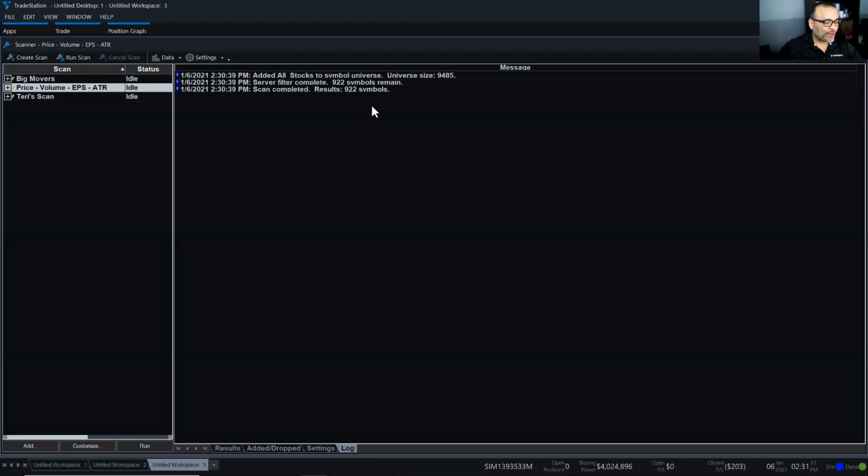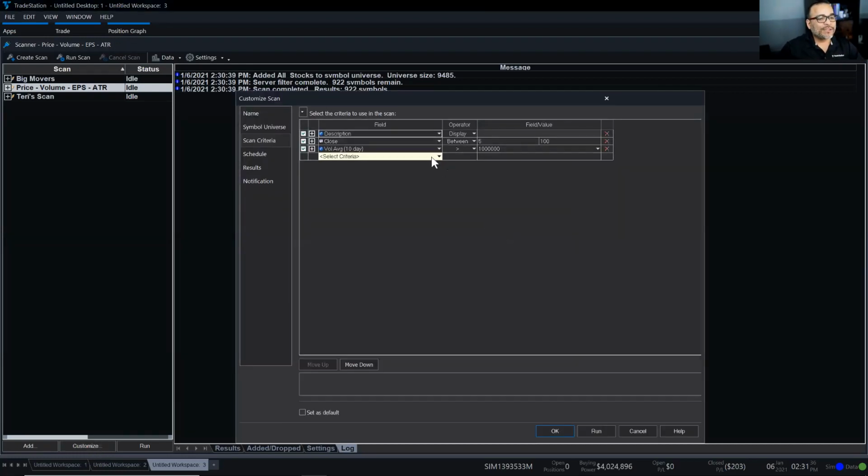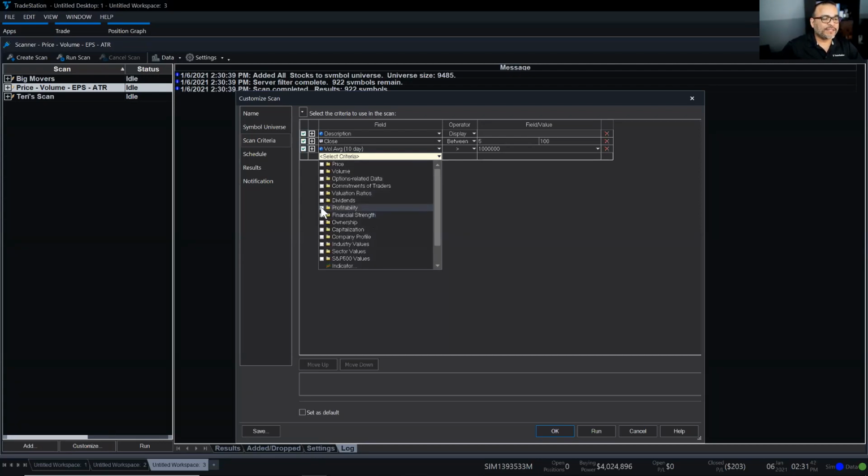So this is volume. Let me go back here to the criteria. I'm going to click on customize. And I also said that I want to use earnings. So for earnings, let me go here to the profitability of the stock. I'm going to open up earnings per share.